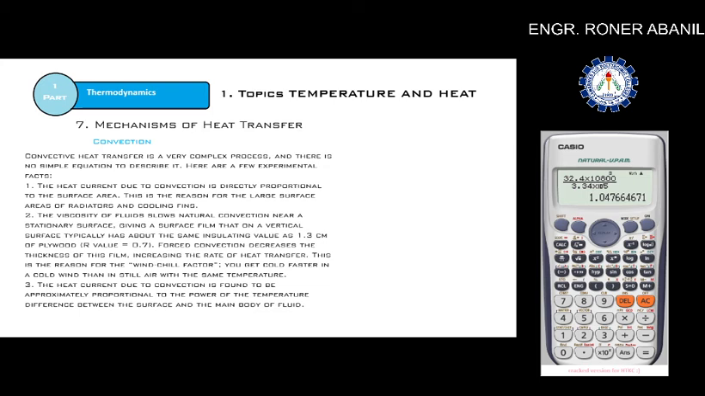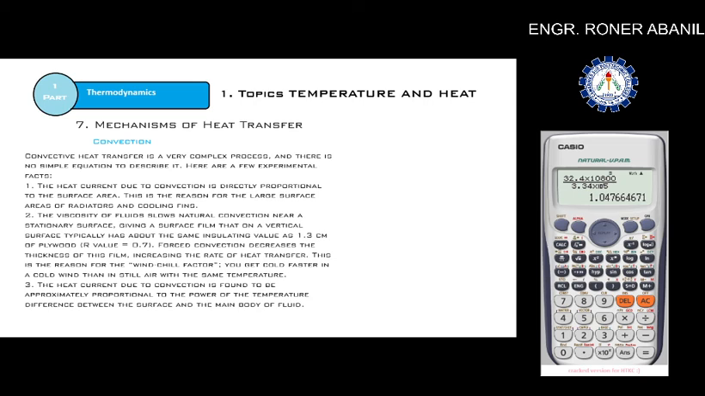And there is no simple equation to describe it. So, here are a few experimental facts. Number one, the heat current due to convection is directly proportional to the surface area. This is the reason for the large surface area of radiators and cooling fins.